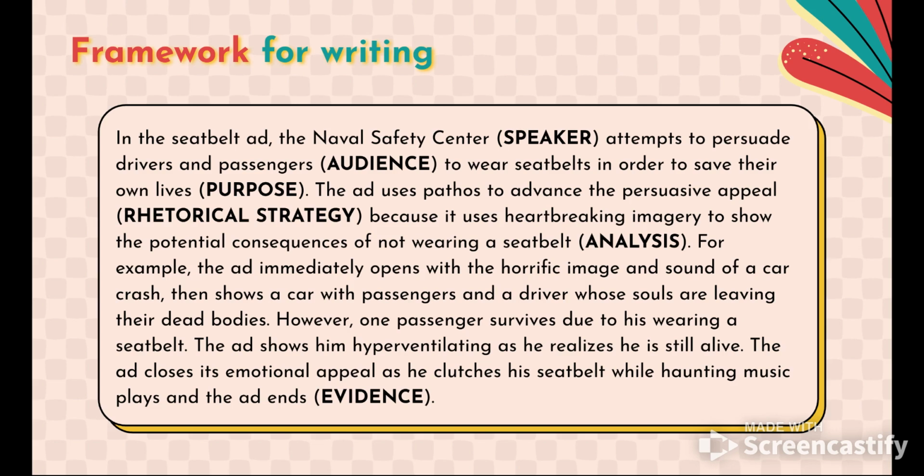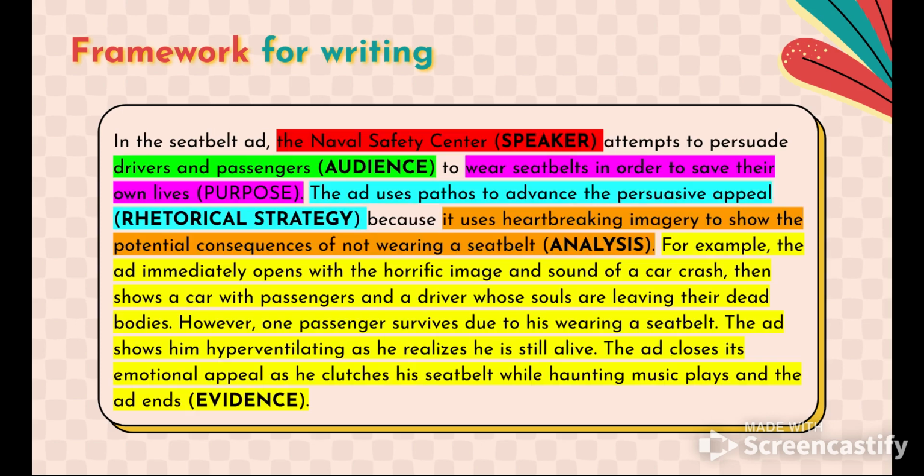And then we go into the evidence. For example, the ad immediately opens with the horrific image and sound of a car crash, then shows a car with passengers and a driver whose souls are leaving their dead bodies. However, one passenger survives due to his wearing a seatbelt. The ad shows him hyperventilating, which means like breathing a lot, as he realizes he is still alive. The ad closes its emotional appeal as he clutches his seatbelt while haunting music plays and the ad ends. So that's the kind of analysis we're looking at.